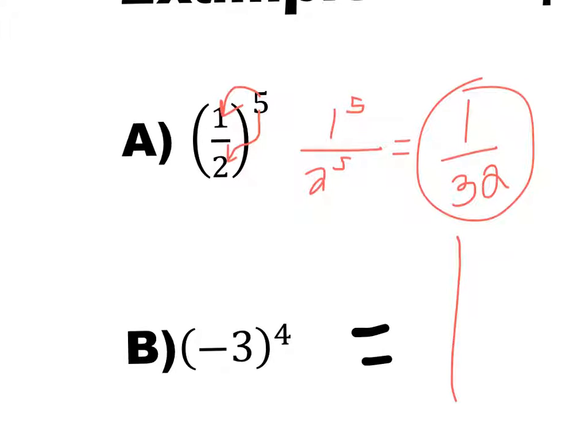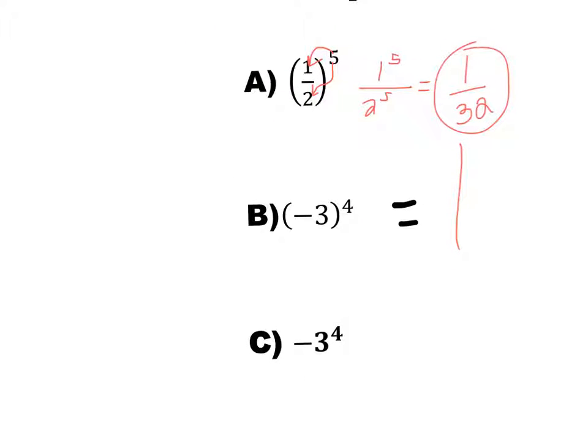All right, now let's look at these two examples. Are these the exact same thing? Why not? Because one has parentheses and one does not. The difference between B and C. B is saying take -3 and multiply it by itself 4 times. C is saying take 3, multiply it by itself 4 times, and make it what? Negative, good. Do you guys see the difference? Yep. What did I tell you about negative numbers? They need a what?